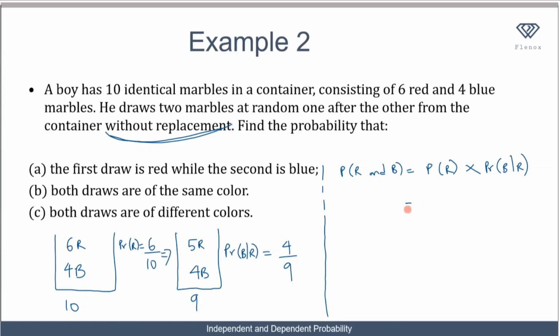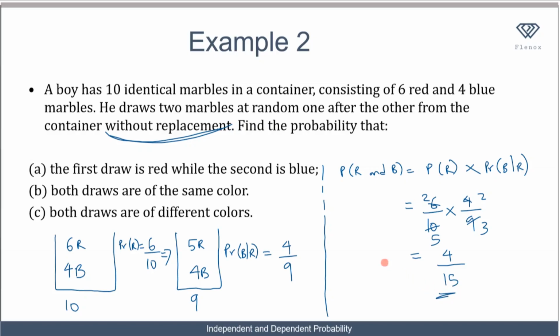So that will give me what? Here I have 6 over 10, right? So the probability of picking a red ball is 6 over 10, and for the second ball I have 4 over 9. Then I can simplify. 3 here is 2 and 3 here is 3, 2 here is 2 and 2 here is 5. And what does that give me? 2 times 2 gives me 4 over 15.